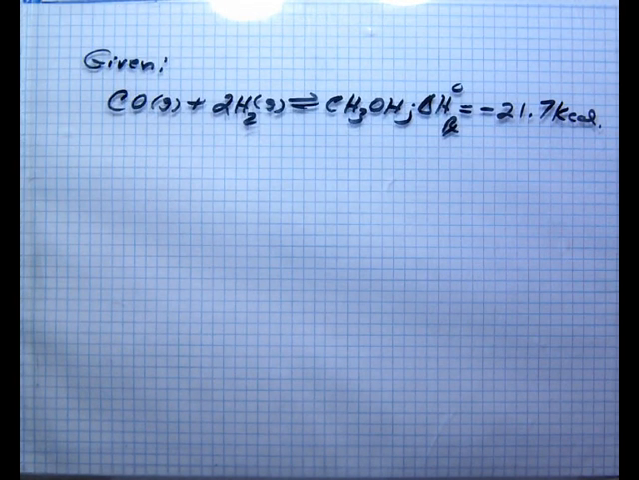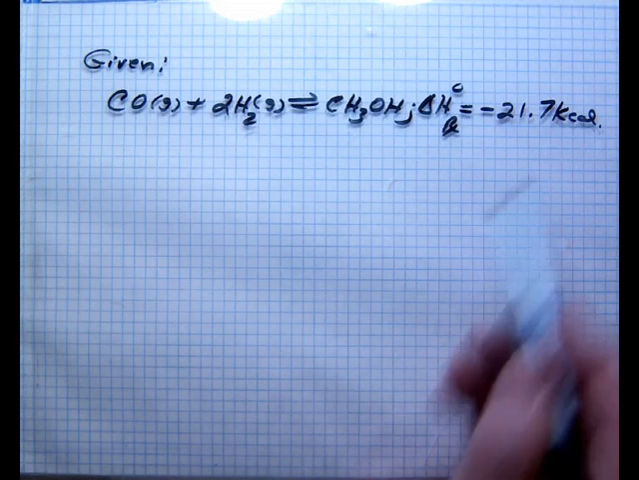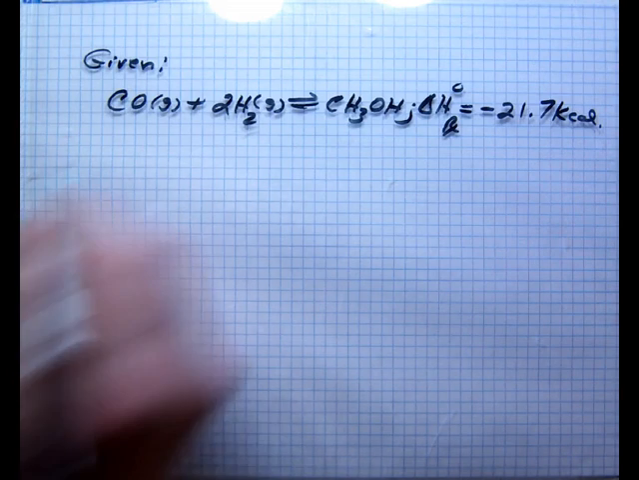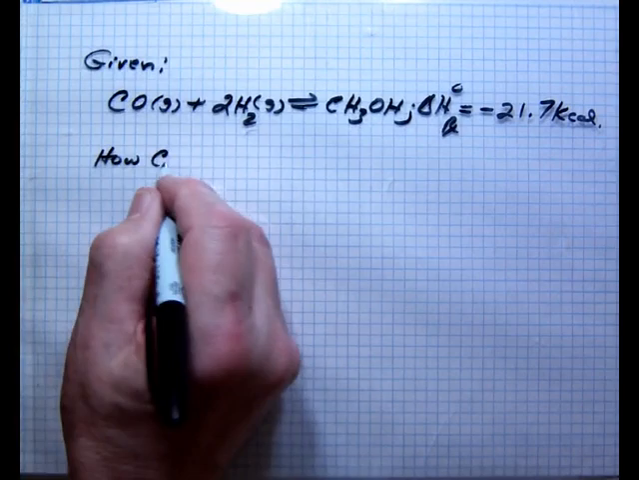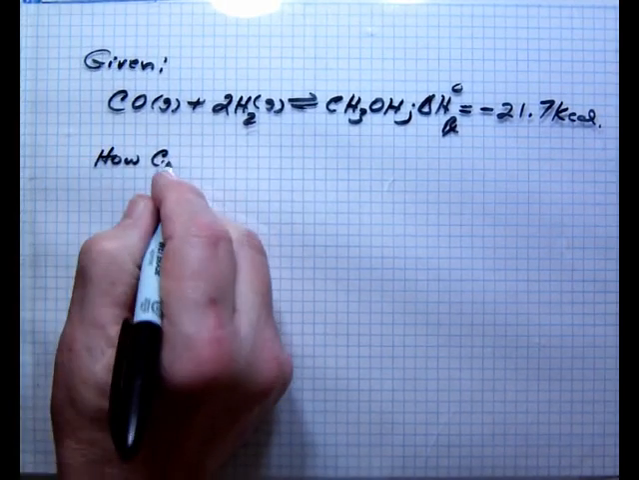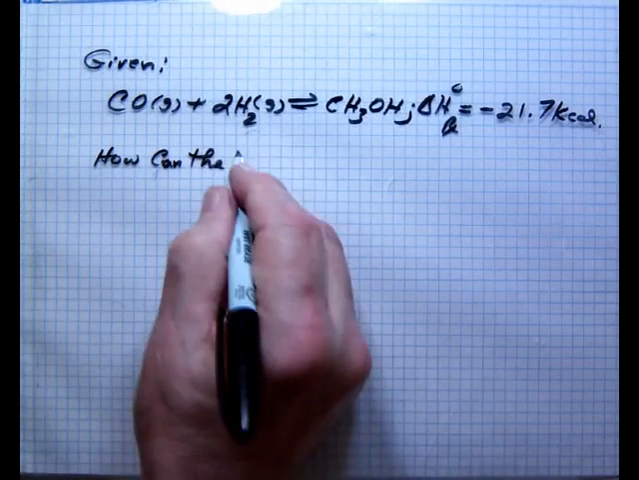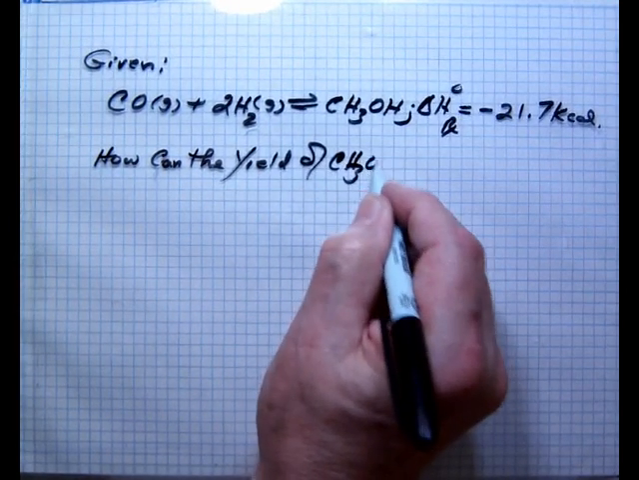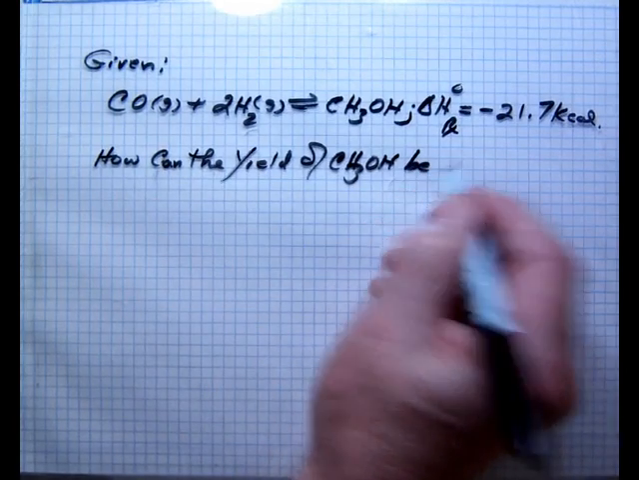You're given this equation, carbon monoxide reacting with the molecular hydrogen, producing the methanol. It's an exothermic reaction because of the negative, as we know. The question that I'm going to ask you is, how can we increase the yield of CH3OH be accomplished?